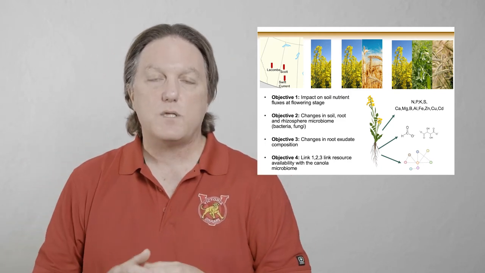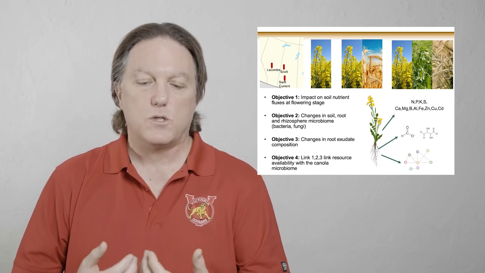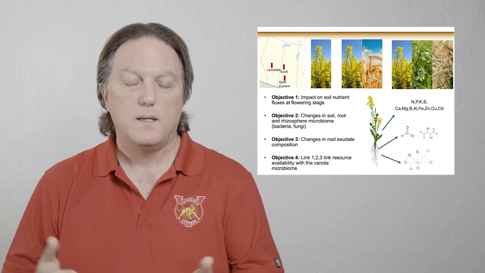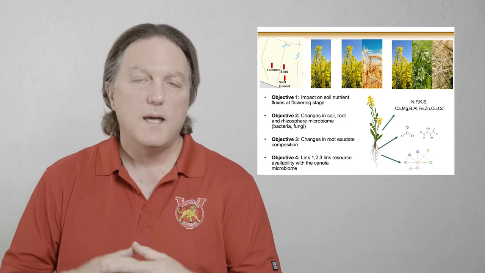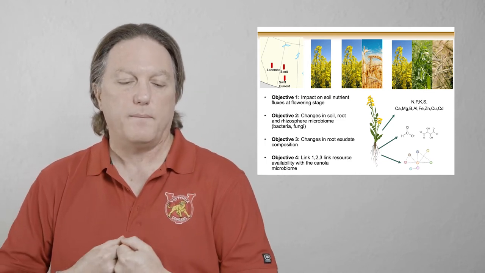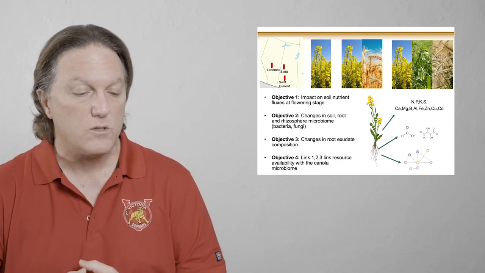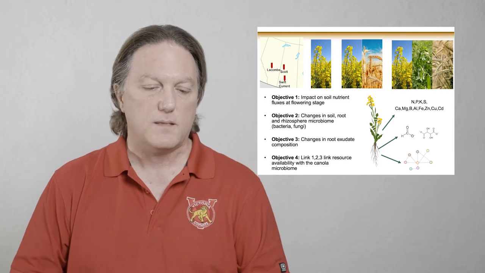And the third objective was to examine the plant half of that equation. So to take a look at the small organic acids that are produced by the plants themselves, so things like formate and tartrate that you see here. How is the composition of these root exudates affected by these rotational strategies? And these three objectives have been completed with the completion of the project at the end of September.